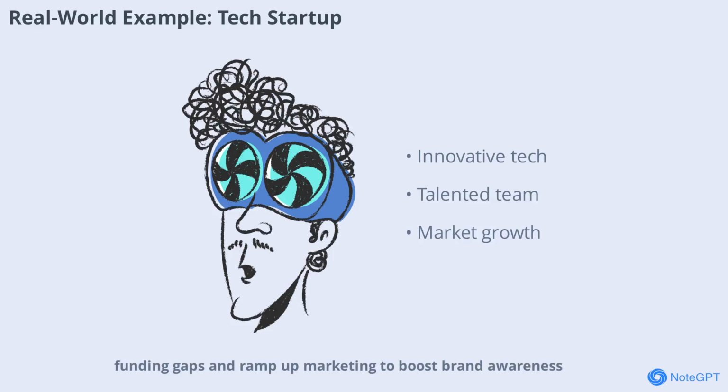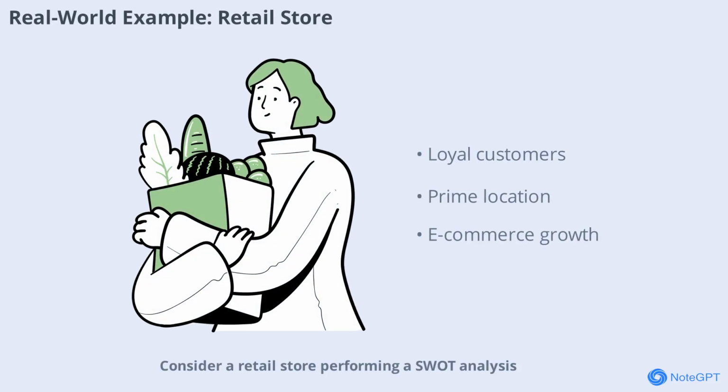boost brand awareness. Consider a retail store performing a SWOT analysis. Their strengths might be a loyal customer base and prime location. Weaknesses could include outdated inventory systems. Opportunities may come from expanding online sales, while threats might involve new competitors in the area. By identifying these factors, the store can invest in technology upgrades and develop an e-commerce strategy to stay competitive.